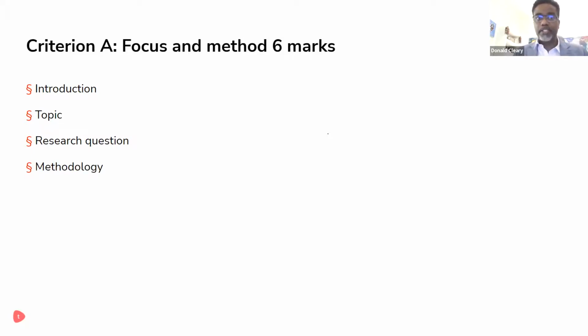So let's look at the first criterion. Criterion A, focus on method. In my opinion, this is predominantly your introduction. You need to establish a topic, your research question, and your methodology. I have students divide their introduction into two paragraphs. So the first paragraph is where you're establishing how you got to your research question, and the student usually ends it with the research question.